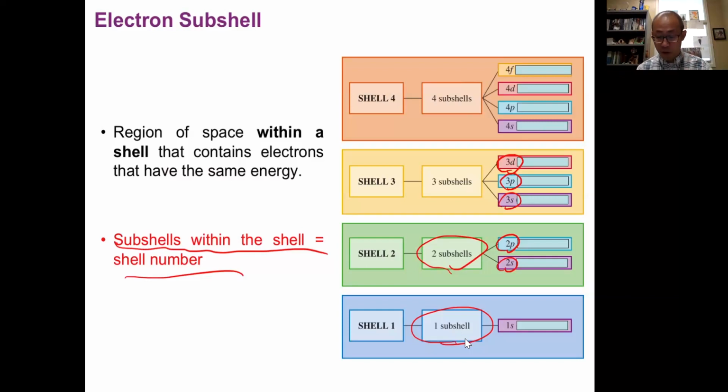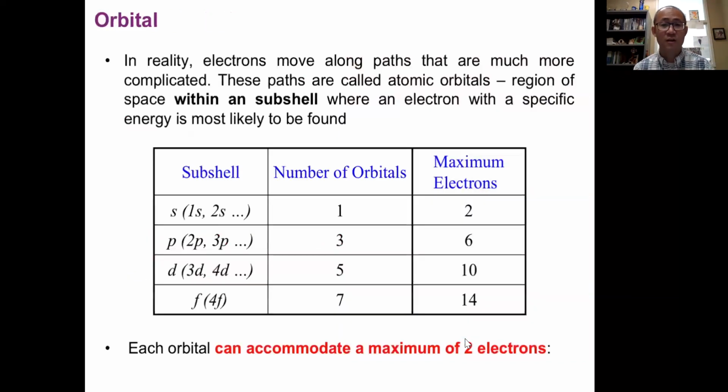Okay, that's why please follow me. This is very abstract information. Within each subshell, there are further divisions called orbitals. Okay, orbitals. What is an orbital? What does this word mean?